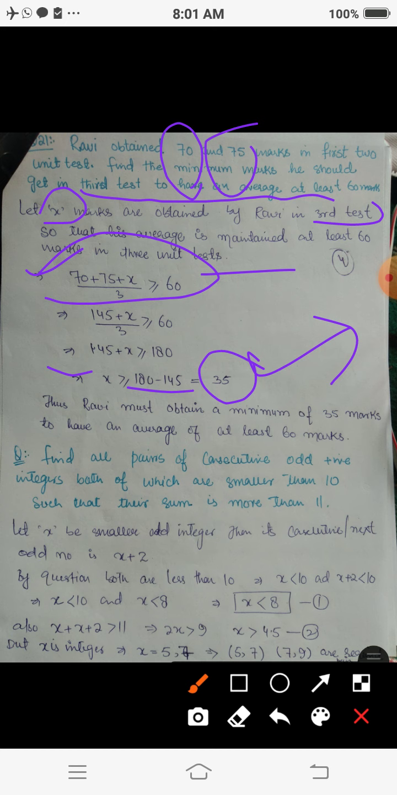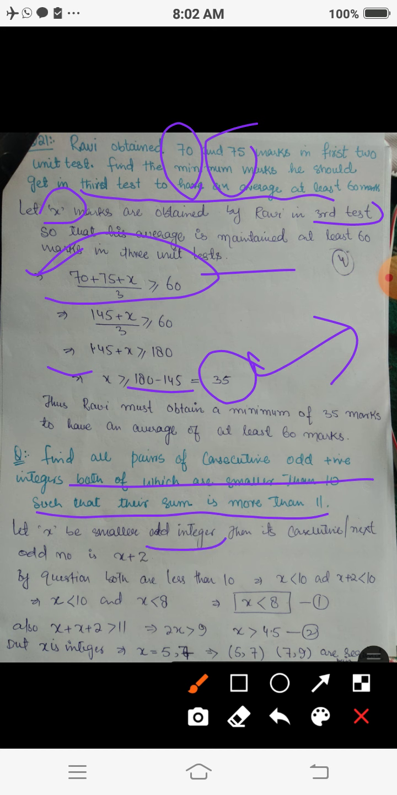Now another question: we have to find all pairs of consecutive odd positive integers, both of which are smaller than 10, such that their sum is more than 11. Here we have two constraints. One, both consecutive odd numbers are less than 10. So they may be 1 3, 3 5, 5 7, 7 9, because these are the only consecutive odd pairs which are less than 10. And their sum is more than 11. We have to find such pairs.